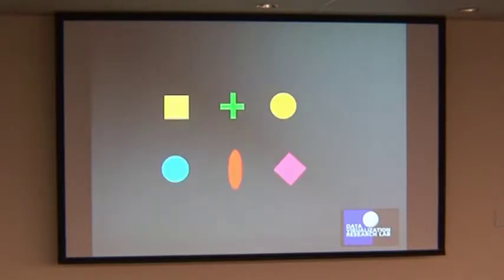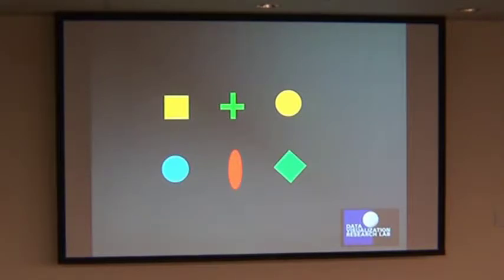A nice simple experiment developed by Vogel, Woodman, and Luck really spells out the capacity of working memory very clearly. I'm just going to demonstrate the experiment. You fixate that point, you see a bunch of simple objects like this, then there's a blank, and then you see a bunch of other objects. You have to click a button: are they the same or different?